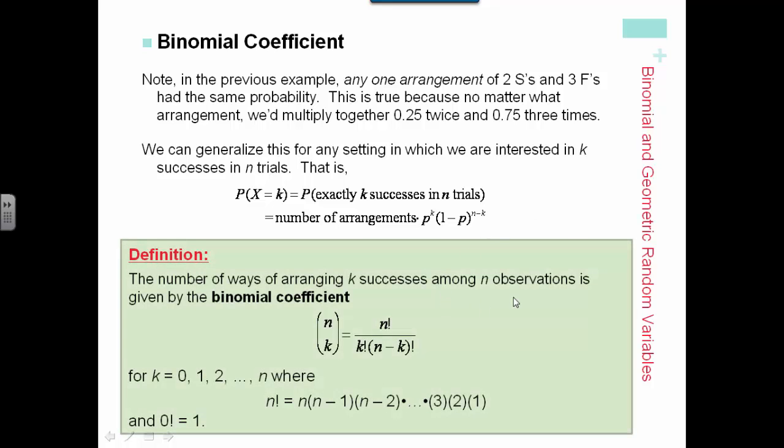So here's how we write it. n choose k equals n factorial over k factorial times (n minus k) factorial. Just to review, a factorial, like 3 factorial, would be 3 times 2 times 1. 4 factorial would be 4 times 3 times 2 times 1. It is a key in the math probability menu in your graphing calculator as well.